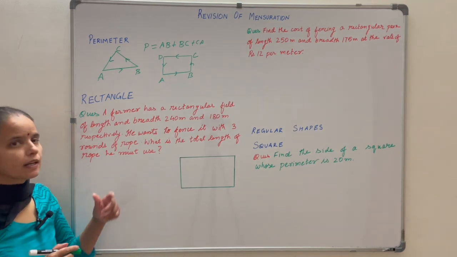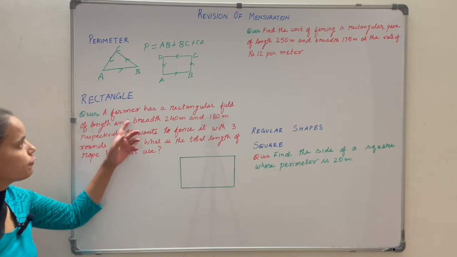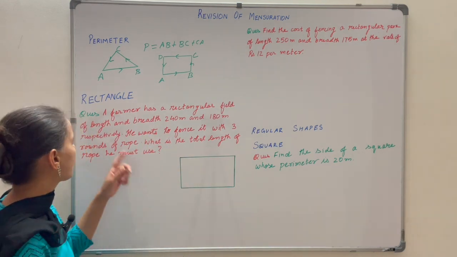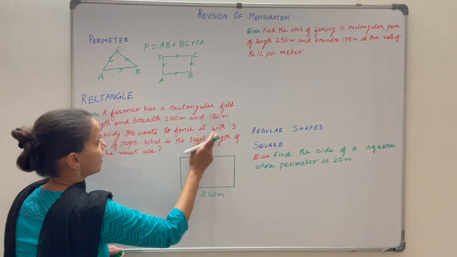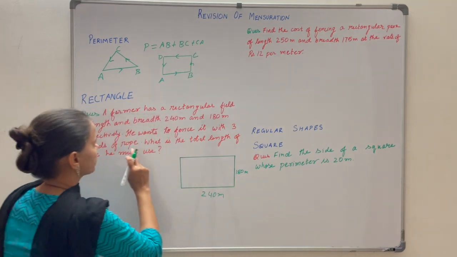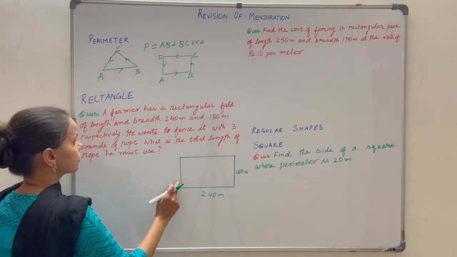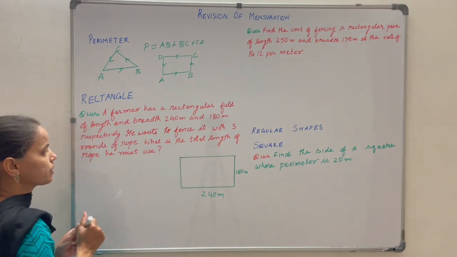Now let us understand what is the perimeter of a rectangle with the help of this question. A farmer has a rectangular field of length 240 meters and breadth 180 meters respectively. He wants to fence it with 3 rounds of rope. What is the total length of the rope he must use?